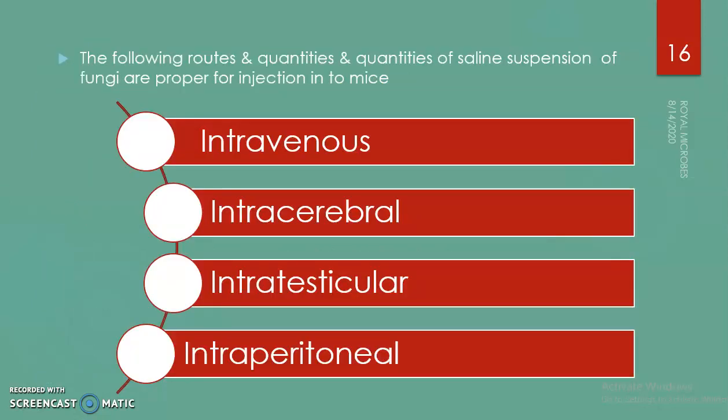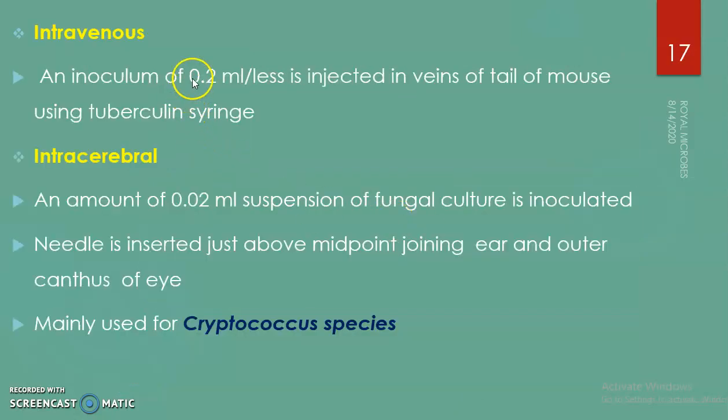These are the routes: intravenous, intracerebral, intratesticular, intraperitoneal. In intravenous, we take the saline suspension of the organism, 0.2 ml of the suspension or less, and inject it into the veins of the tail of the mouse using a tuberculin syringe. In intracerebral, 0.02 ml of suspension is taken and inoculated using a needle inserted just above the midpoint joining the ear and outer canthus of the eye. This method is widely used for Cryptococcus species.